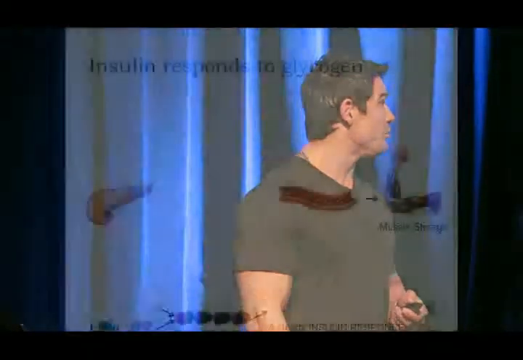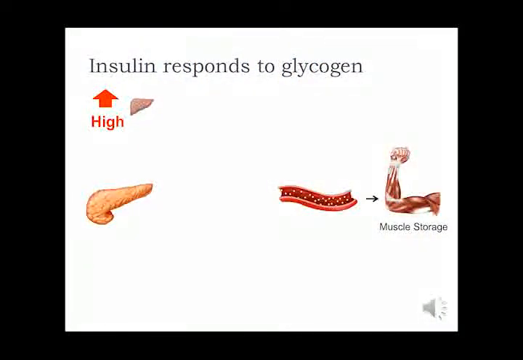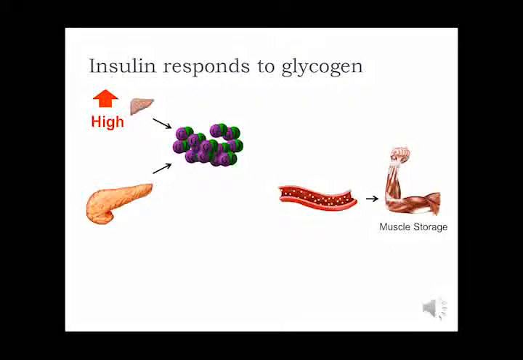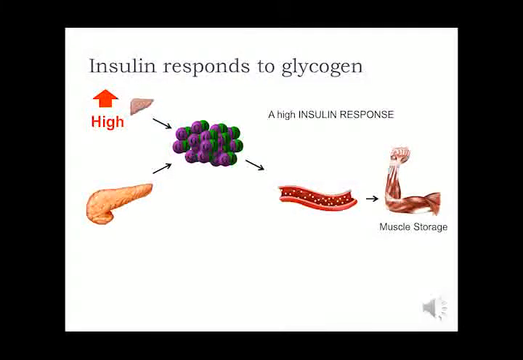Now on the flip side, you put in a high carbohydrate, you're going to get a lot of glycogen just flooding that bloodstream, and to respond to that, you're going to get a lot of insulin flooding the bloodstream. They're going to bond together quite quickly, and they're going to flood the bloodstream quickly. All right, and that's known as a high insulin response.